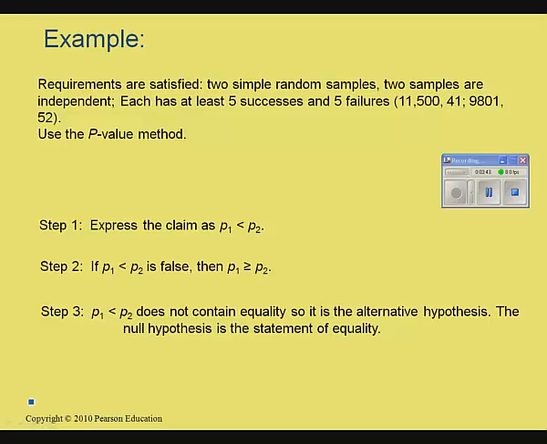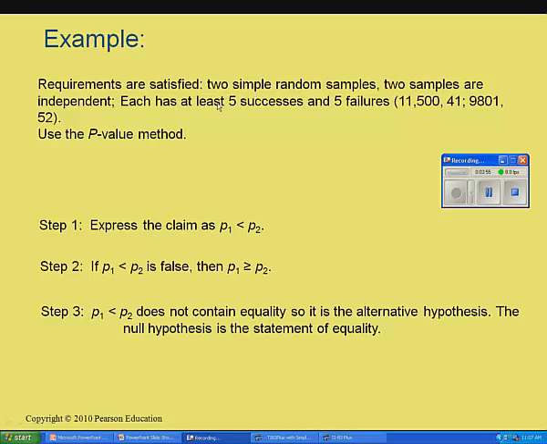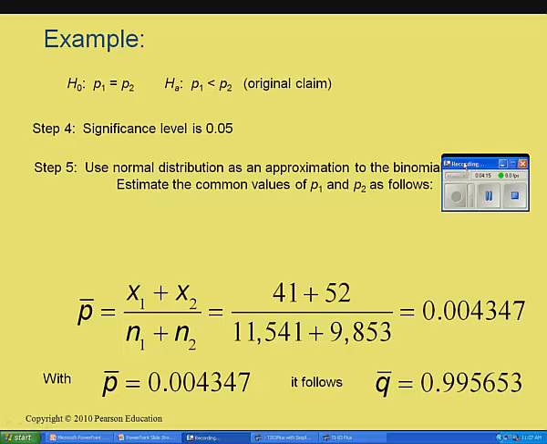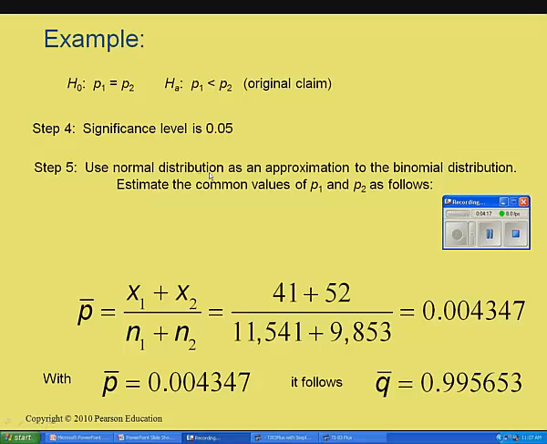Requirements, oh yeah, they'll say we should check our requirements. Are they satisfied? So they say, hey guys, we have 2 simple random samples. They're independent. We have at least 5 successes and 5 failures, right? Tons of them, actually. Use the p-value method. Okay. So they did all this stuff with the claims. We just did that. I'm going to move on. We talked about alpha. Okay, step 5. Use the normal distribution as an approximation. Okay, fine.